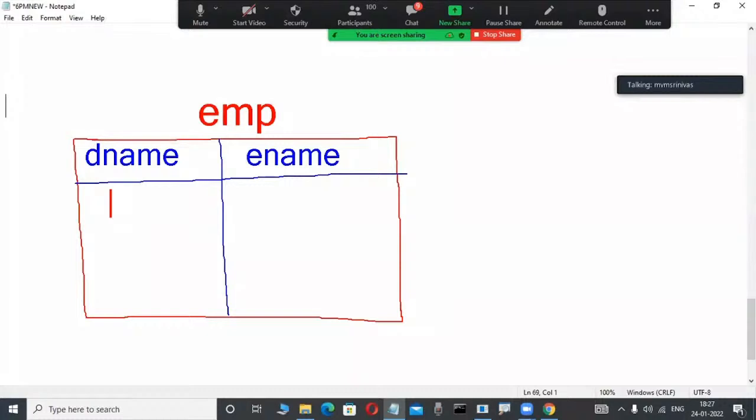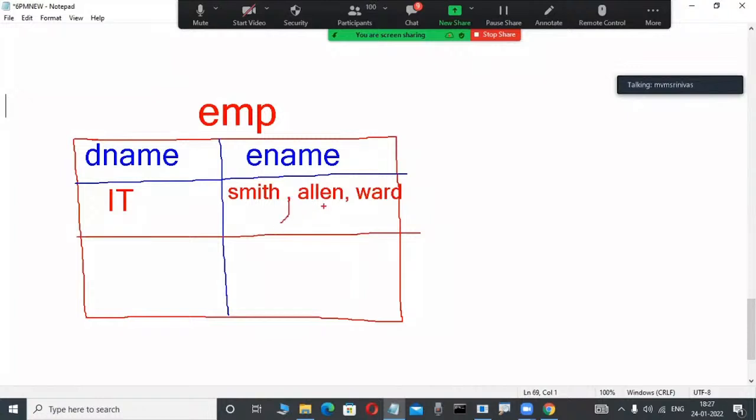Here IT is a department. That is data. IT is a department. In this department, 3 employees are working. Slowly observe here, very interesting. Smith is an employee. For example, in employees I'm just giving Smith as an employee, comma, Alan as an employee, comma, Ward as an employee. I am representing that 3 employees are working in this IT department. That's why I am representing that data in the format of like this only. IT is a department, and in that department Smith, comma, Allen, comma, Ward are working.